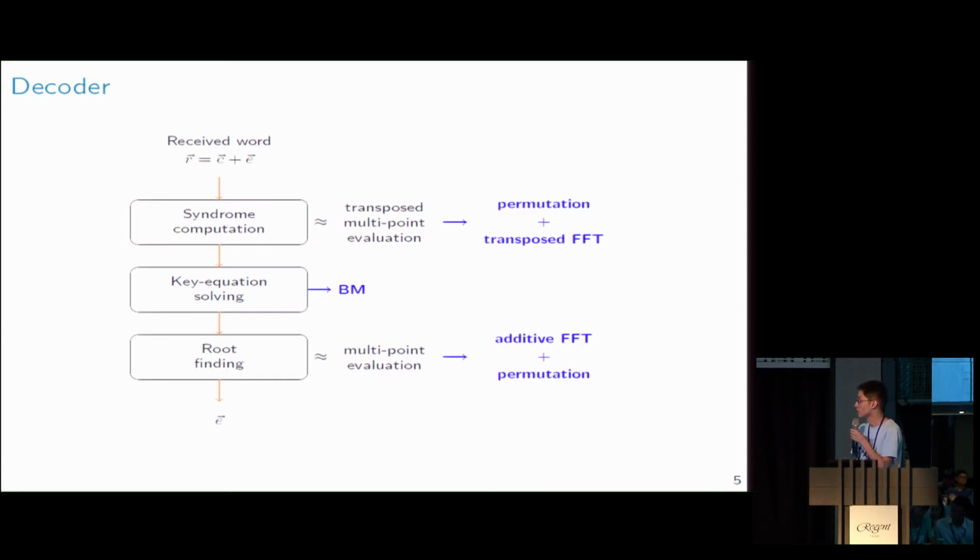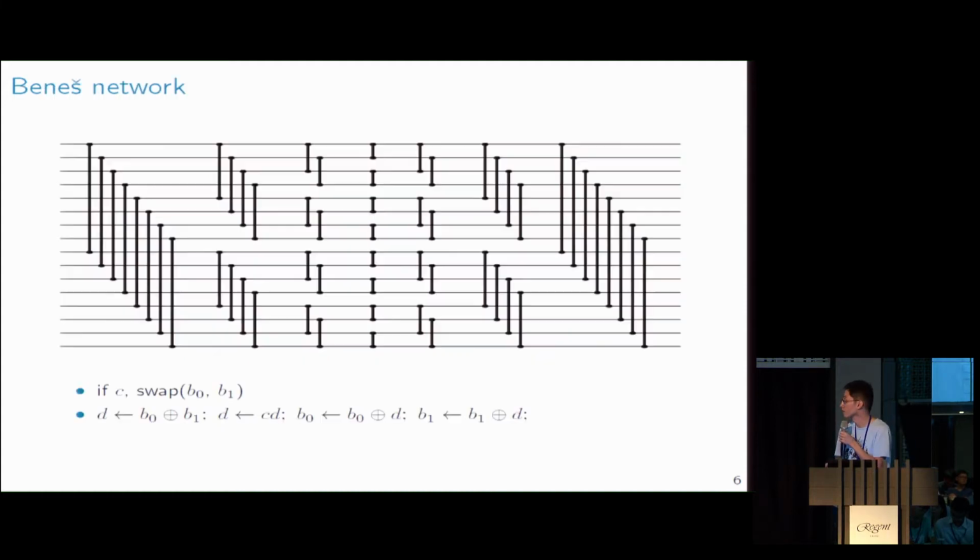So in the rest of the talk, I'll talk about how to implement these components: permutation, FFT and Berlekamp-Massey. So this is something called a Beneš network. The reason to use this network is to do the permutation in constant time. No matter what your permutation is, you can use the same pattern to perform the permutation. So that's why it's nice for constant time implementation.